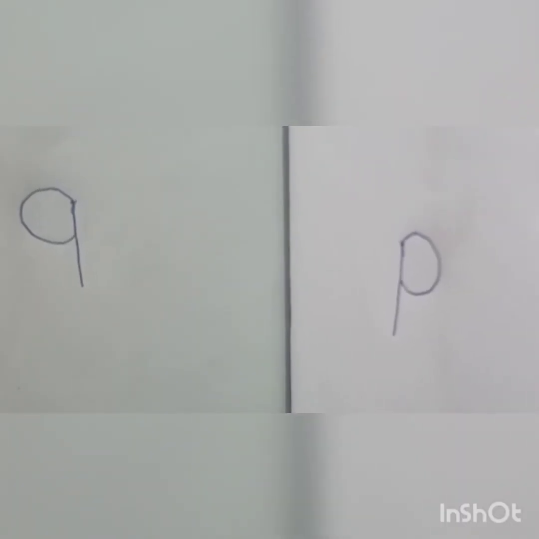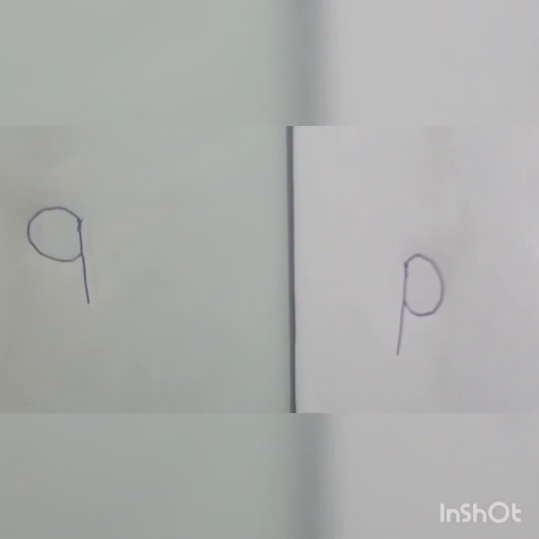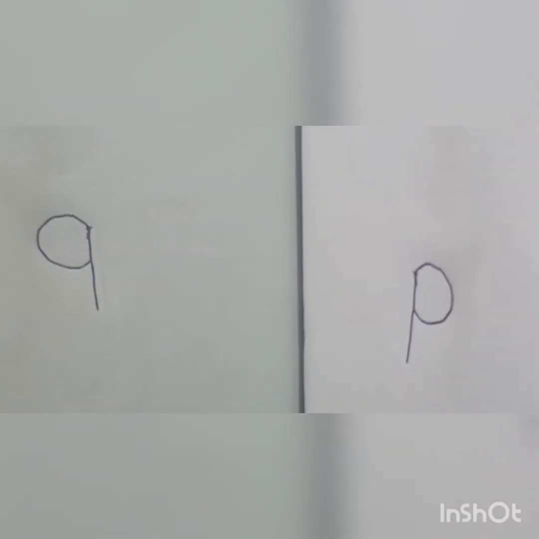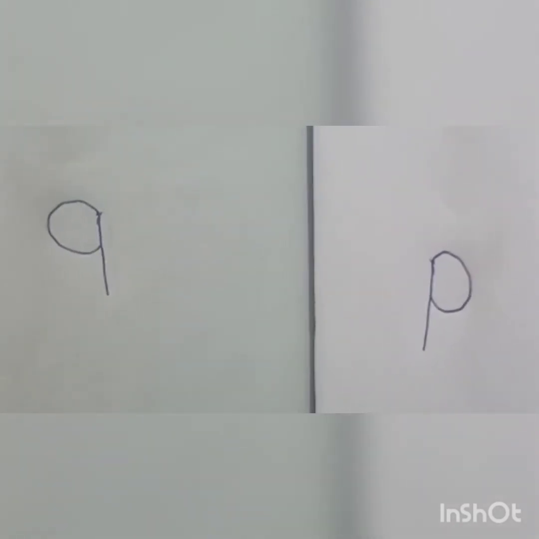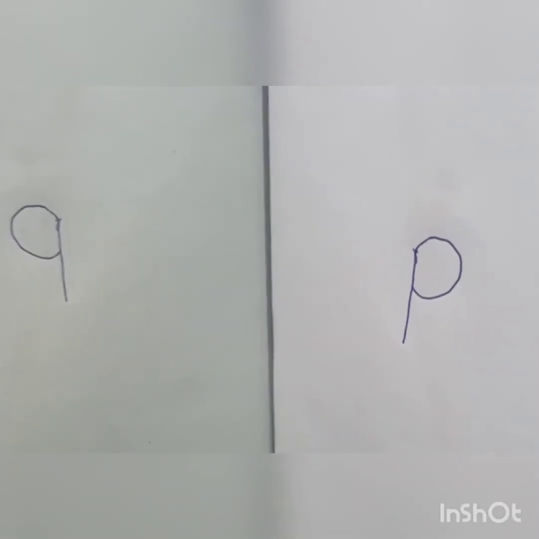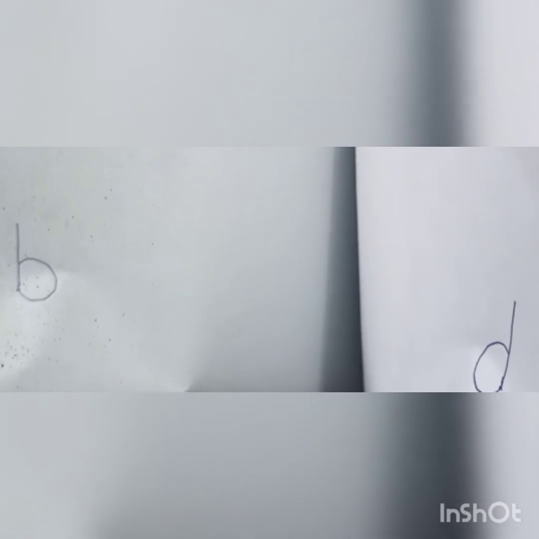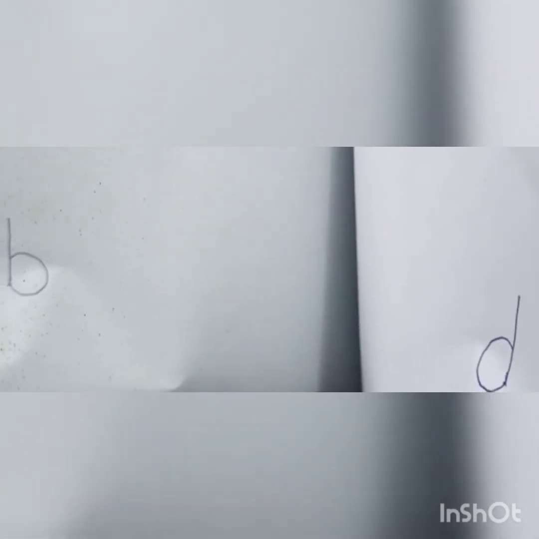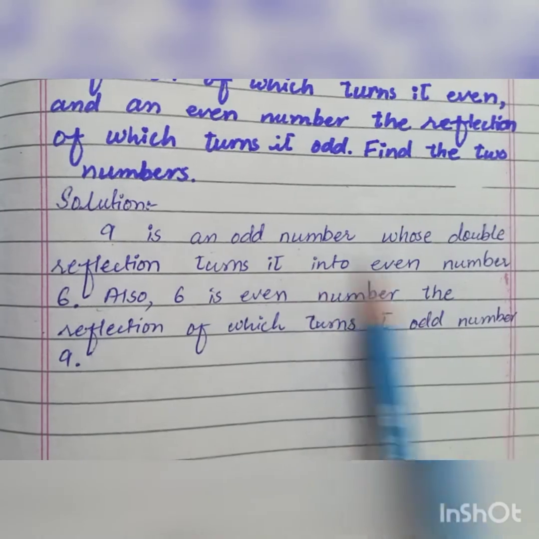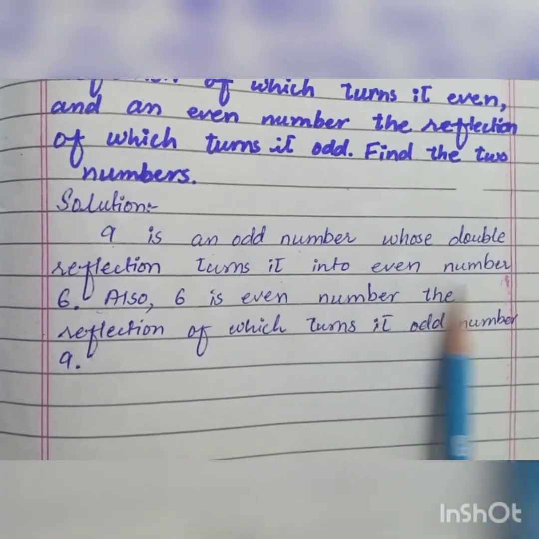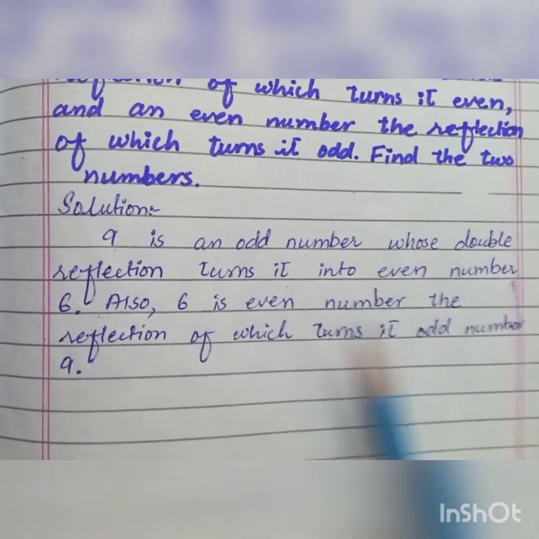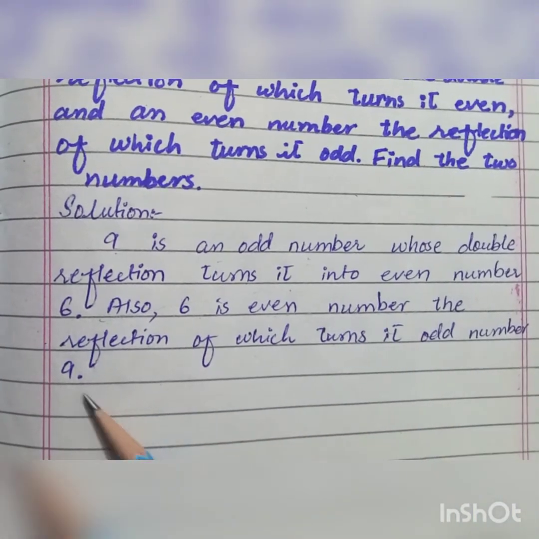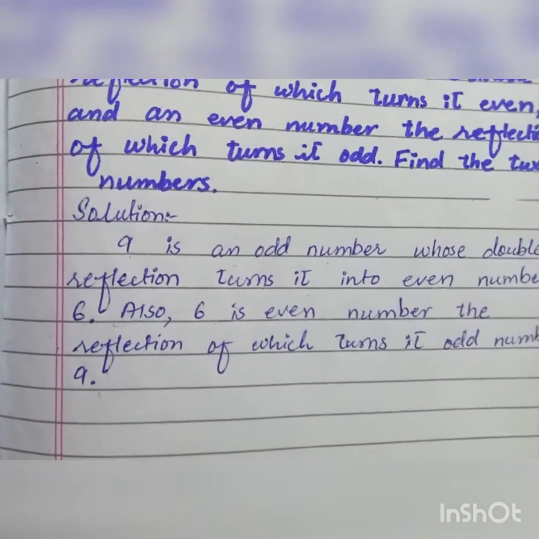Students, now you can see the reflection of 9 at the right side, and also the double reflection of this number is at the left side. We can see here at the left side the number is 6. Now let's rotate to see it clearly. Now students, you can see clearly at the left hand side the number is 6, and 6 is an even number. Now the solution is: 9 is an odd number whose double reflection turns it into the even number 6. Also 6 is an even number, the reflection of which turns it into the odd number 9, as we have seen.